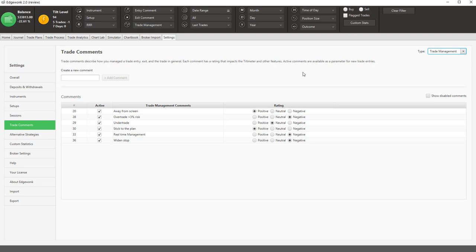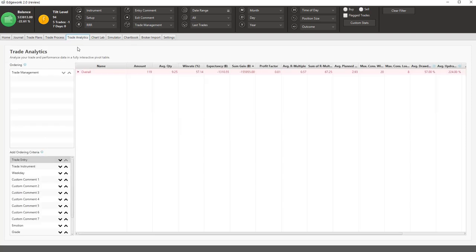And when we take a look at the trade management, he has 3 negative comments: widened the stop loss, real-time management. So it seems like he is classifying micromanagement and real-time management as negative. And then overtrading, more than 3% risk. So let's take a look in the trade analytics and let's try to find out what his trading behavior is actually costing him.